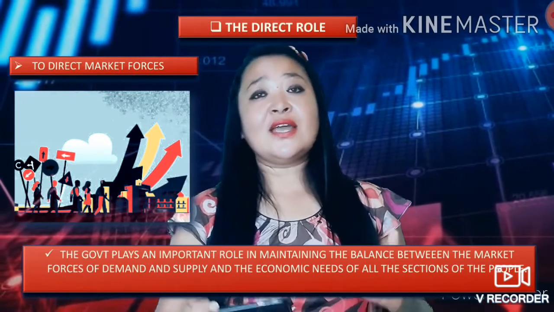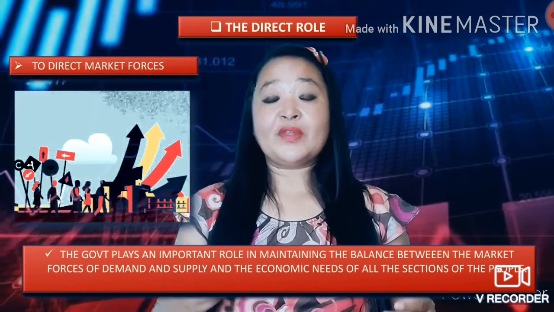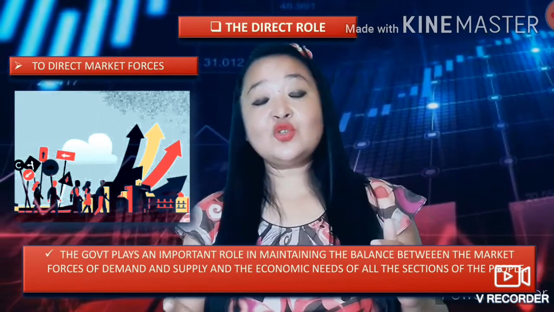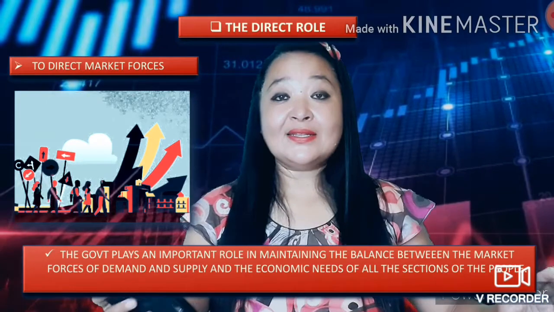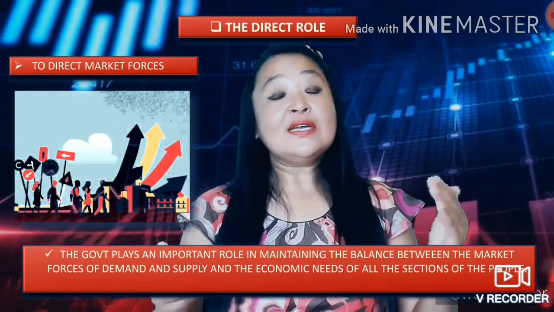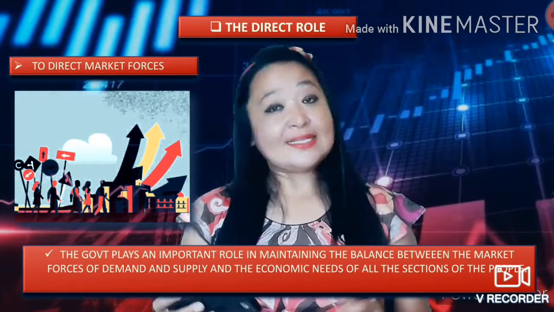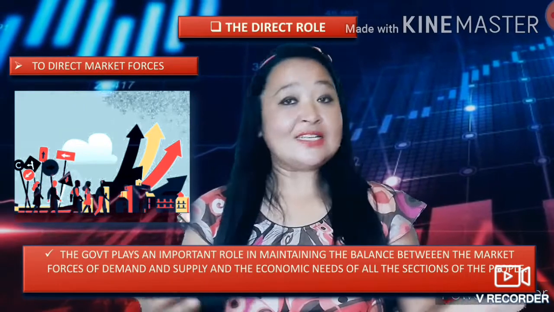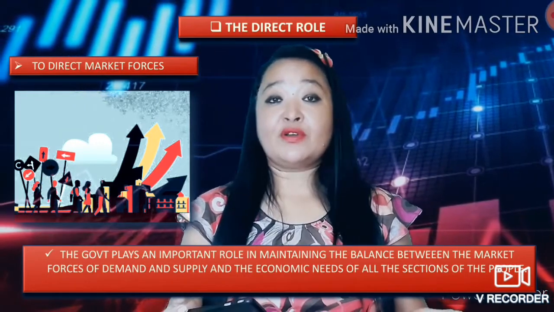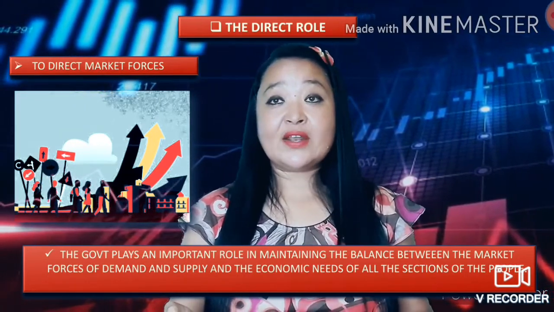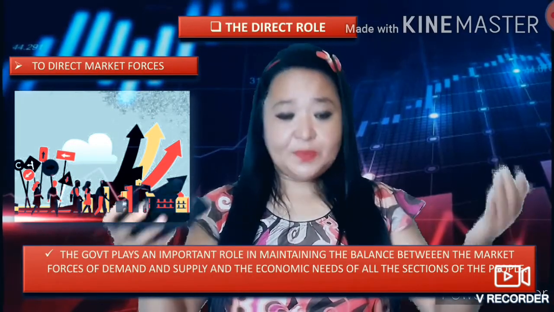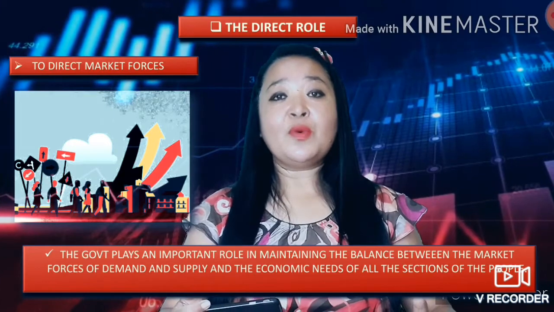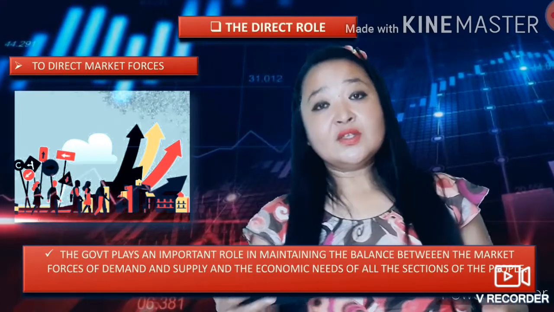Okay. So in such a situation, what happens? The government comes forward and tries to maintain the balance between the market forces of demand and supply and the production of the daily necessities of life, which is more important in a country like India, where more than 70% or 80% of the people are below the poverty line. You understood? Okay, so that's it.